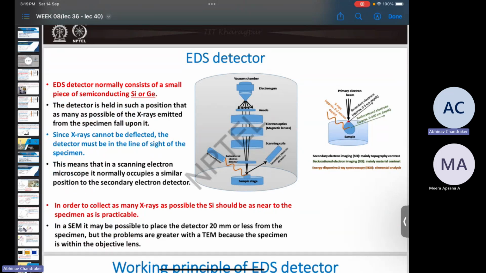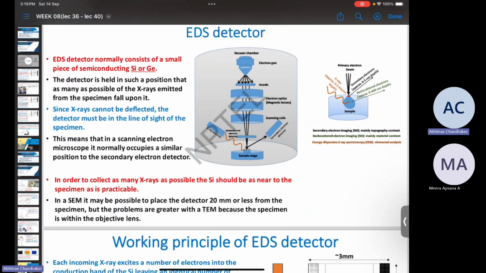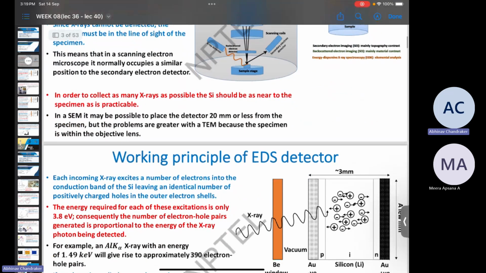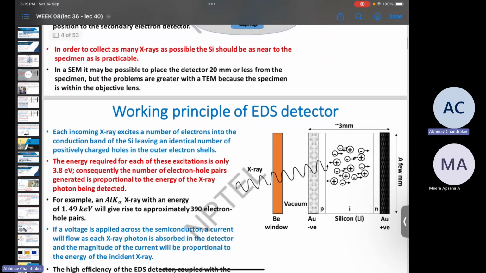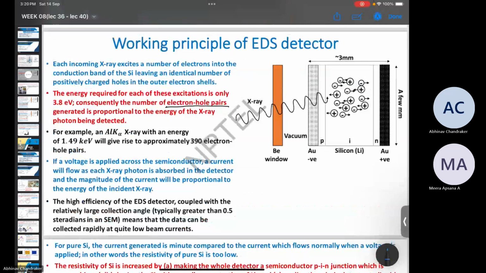In case of an EDS detector, we have a piece of semiconductor. When the high energy characteristic X-rays fall on it, due to certain electron-hole pair interactions, some current gets generated which is proportional to the energy of the X-ray which falls on the semiconductor. Even though the value of the current will be very small, by measuring it accurately after amplification, it is possible to determine the energy of the X-ray which was detected by the semiconductor.